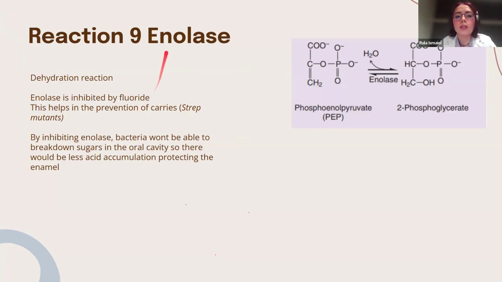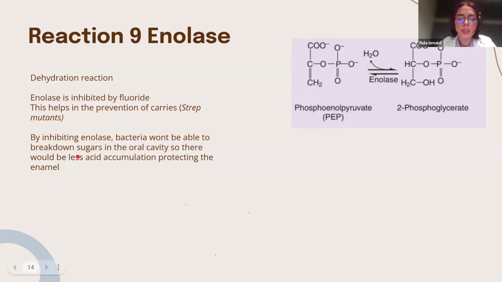Now, reaction 9, enolase: 2-phosphoglycerate becomes PEP, phosphoenolpyruvate, with the help of enolase. The main takeaway about this slide is that it's inhibited by fluoride. Where is fluoride used? It's used in toothpaste, and it helps in the prevention of caries by strep mutans. You don't need to know about strep mutans, but just know it's inhibited by fluoride, and it prevents caries.